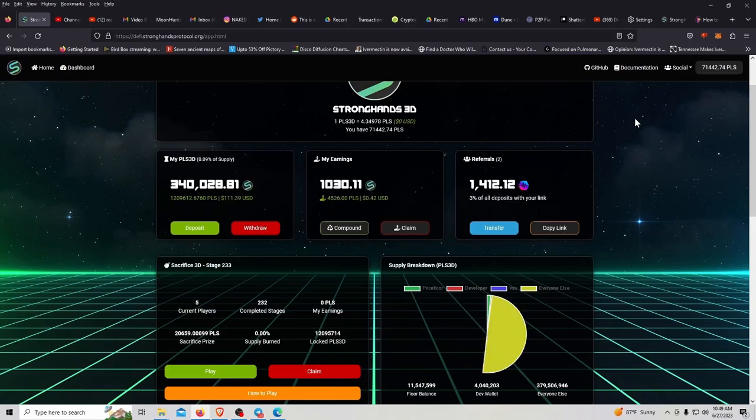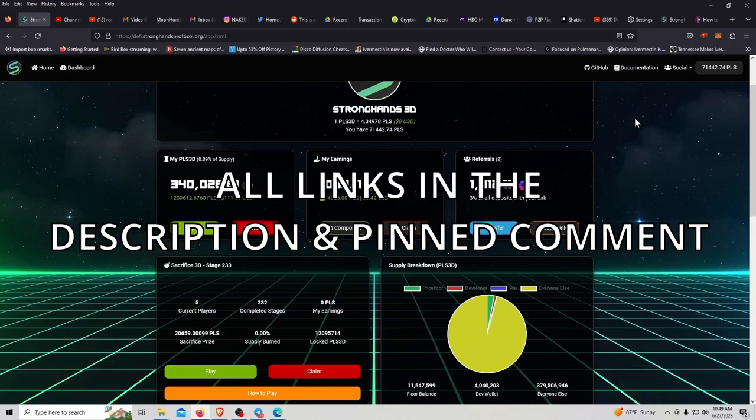Currently, you can invest now on the Pulse side with Pulse. That's PLS 3D for now. Then you can also invest on the BNB side, Matic side, Cronos side, and Fantom side. My referral link works for all those chains. However, there will be a different referral link for each of the other tokens.